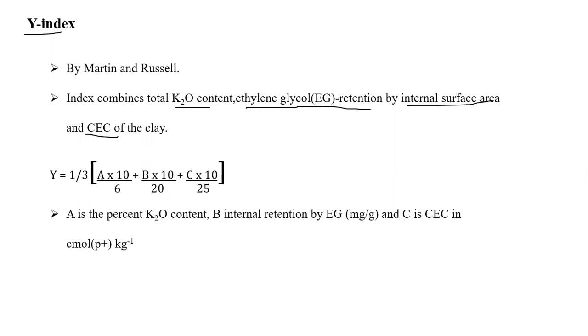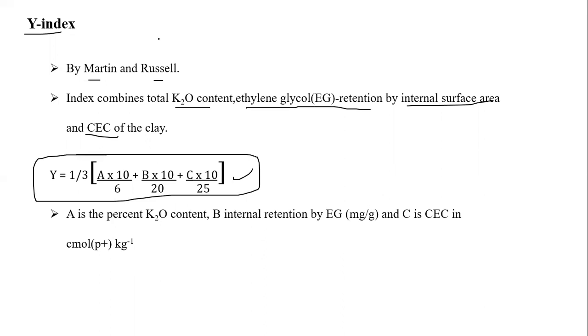A is your potassium content, B is your retention content of EG, the ethylene glycol solution, and C is your CEC, cation exchange capacity, in cmol per kg. So this is one type of mathematical model for identifying clay minerals, called the Y-index.